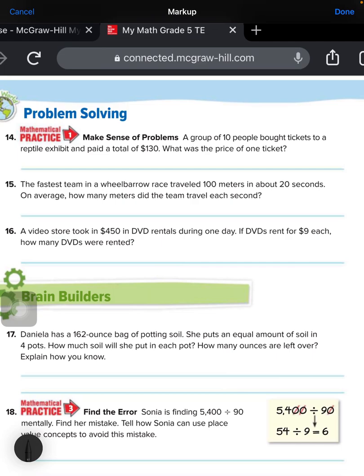All right, story problems, but we're still doing the same concept of dividing. Follow along with me. A group of 10 people bought tickets to a reptile exhibit and paid a total of $130. What was the price of one ticket? So we have $130 divided by 10 people.